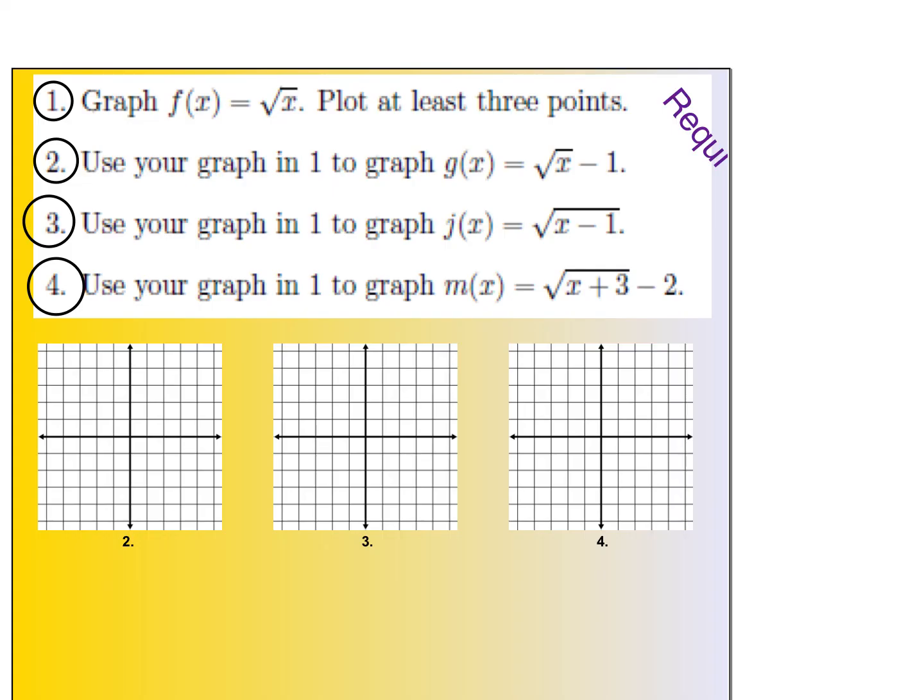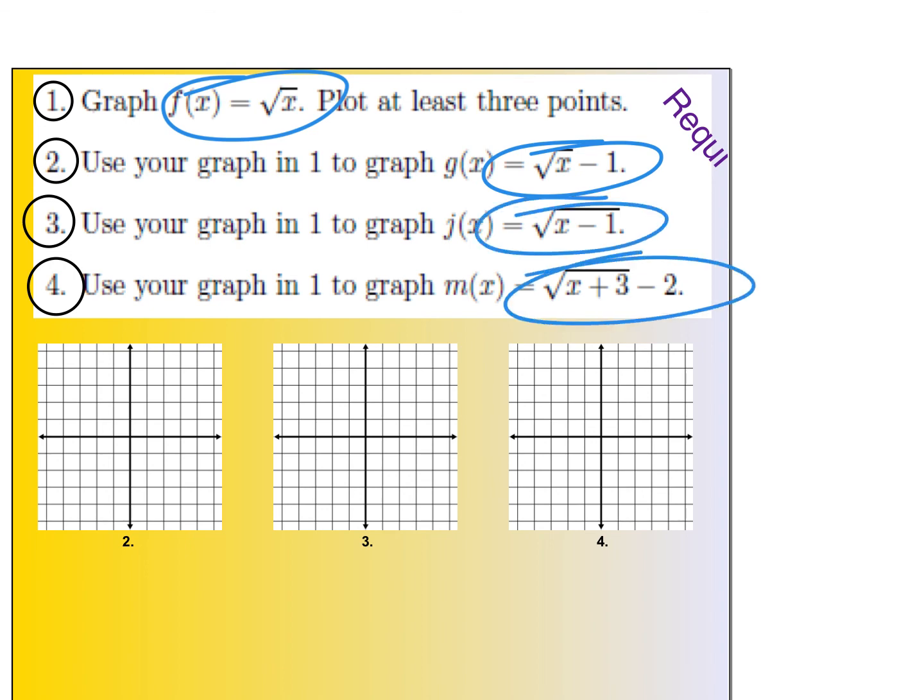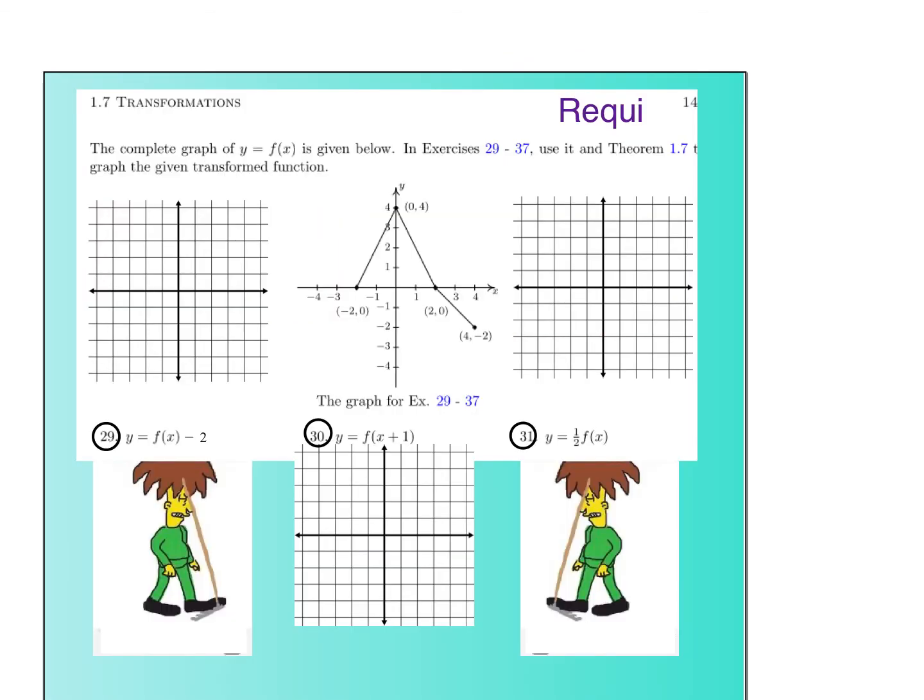How to do the stuff we just talked about. Then I'm going to suggest on this page that you do all of it because it's super easy. You graph square root of x. It's so easy. Then you move it down 1. Then you move it right 1. Then you move it 2 different things. They're all pretty easy.